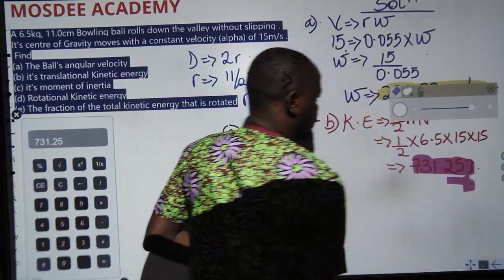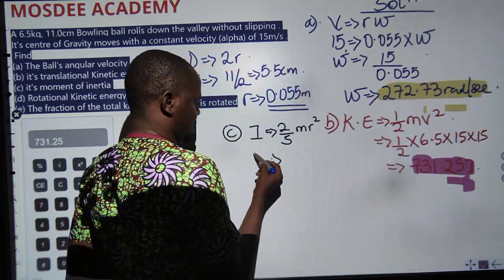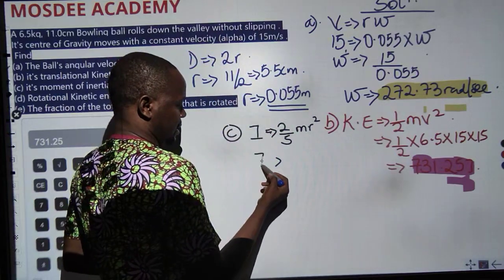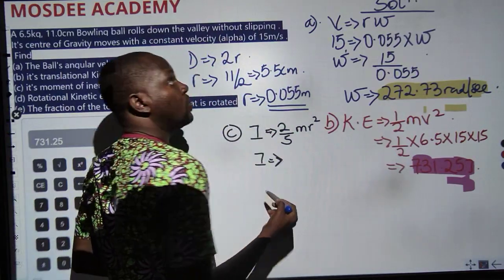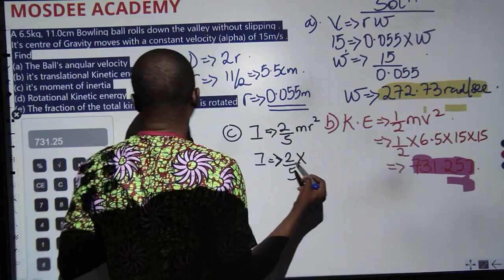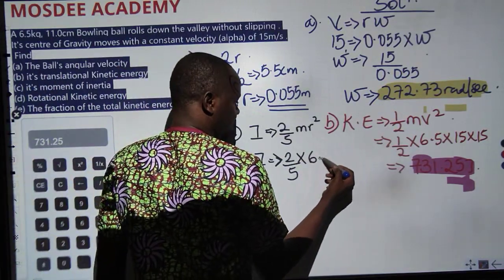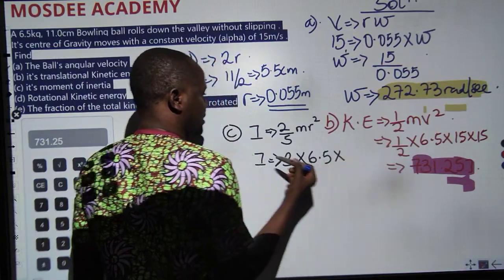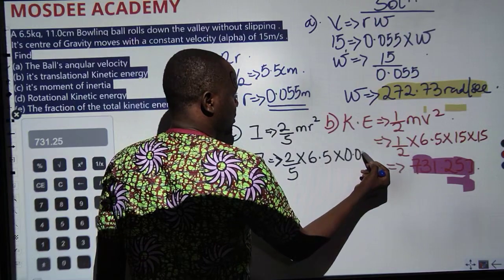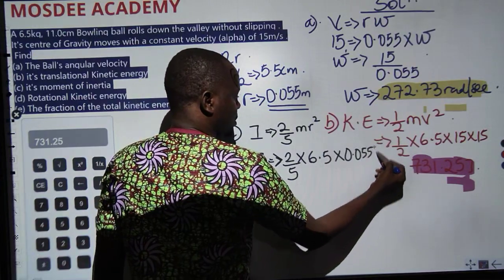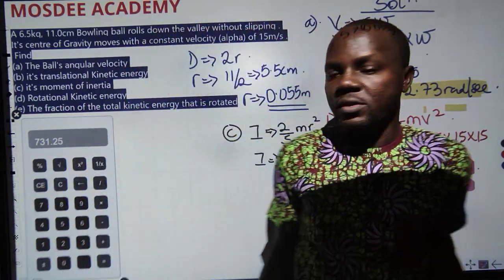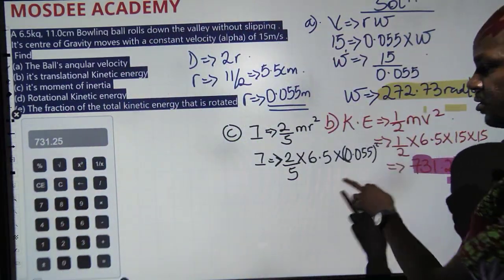Inertia. Second law of motion. Now you have I. So I equals 2/5, the mass was given to be 6.5, multiplied by the radius squared. The radius I'm using is 0.055 all squared. So I'm going to punch that on the calculator and see what I'm going to have.